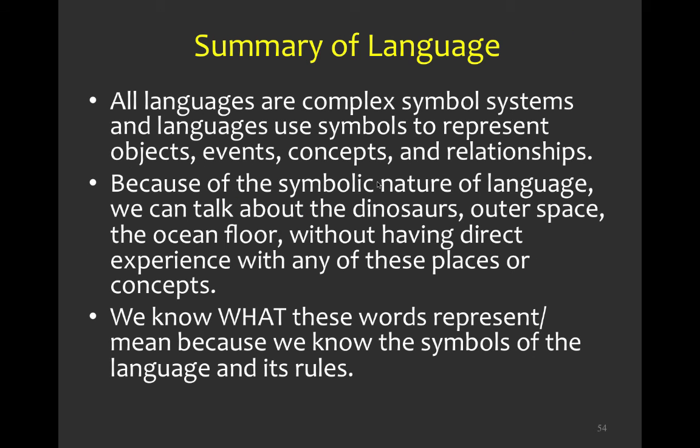So let's summarize what we've learned so far about language. All languages are complex symbol systems of phonemes and words, and languages use symbols to represent objects, events, concepts, and relationships. Because of the symbolic nature of language, we can talk about dinosaurs, outer space, the ocean floor, without having any direct experience with any of these places or concepts. We know what these words represent or mean because we know the symbols of the language and we know its rules.